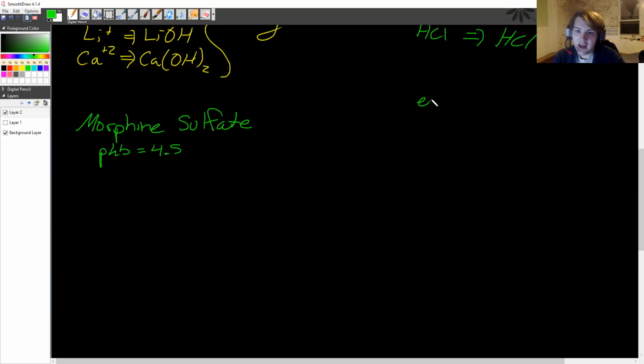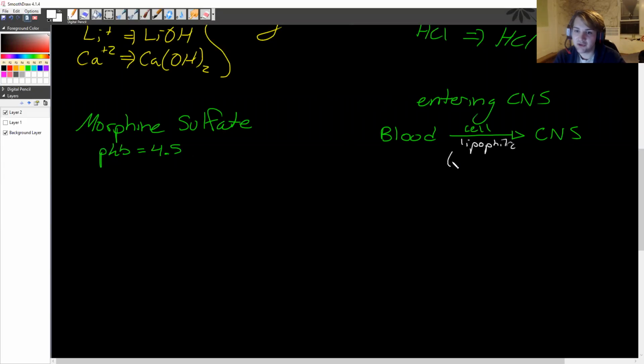So if we're entering the CNS, we're going from blood into the CNS, which means that we need to pass through a cell. So what he's asking us is how much of the drug is lipophilic, which is just another way of saying how much of the drug is uncharged. Because if you're a charged drug, it means you dissolve better in the aqueous solution like blood, and you can't pass through the cell in order to get into the CNS. Okay?